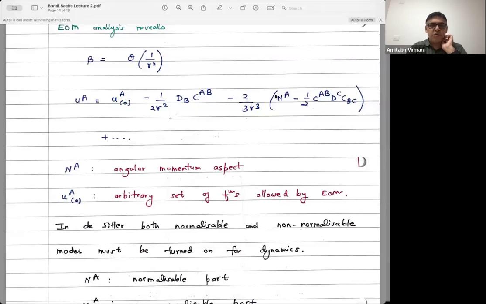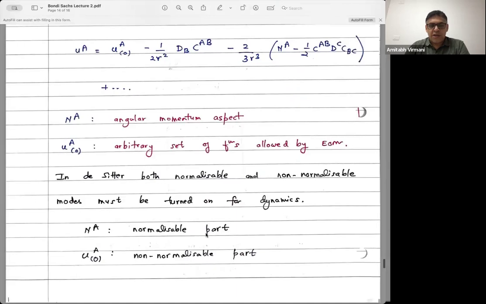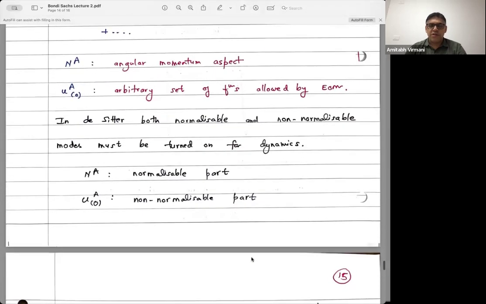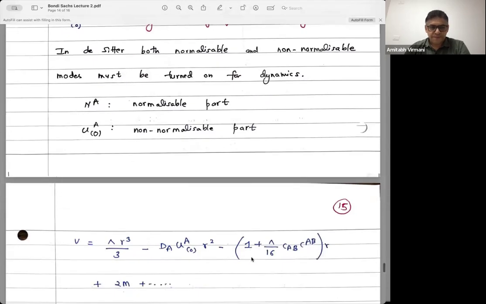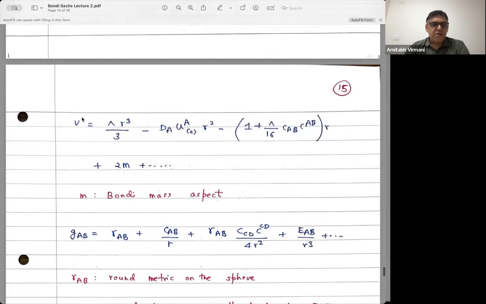And this is the reason both NA and UA appear in this Bondi expansion. So NA is the normalizable part and U is the non-normalizable part. So both these things have to be turned on. Okay, so moving further, we look at the equation of motion analysis for the function V.